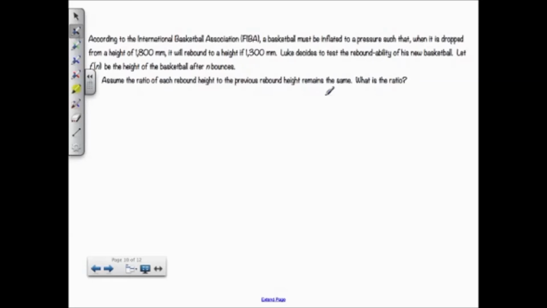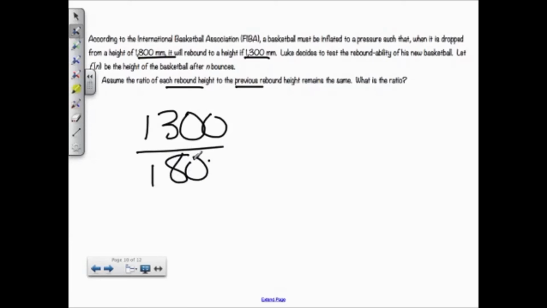Assume the ratio of each rebound height to the previous rebound height remains the same. What is the ratio? So I'm going to take my current rebound height, which is 1,300, and do it as a ratio to my previous rebound height, which is 1,800. That means my ratio in simplest form would be 13 over 18, which hopefully you will recognize is the B value, because this is your growth ratio, or your decay ratio actually.